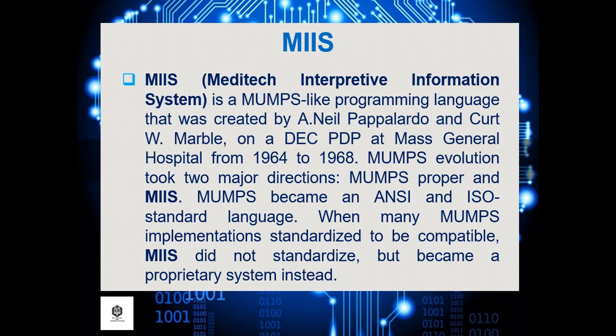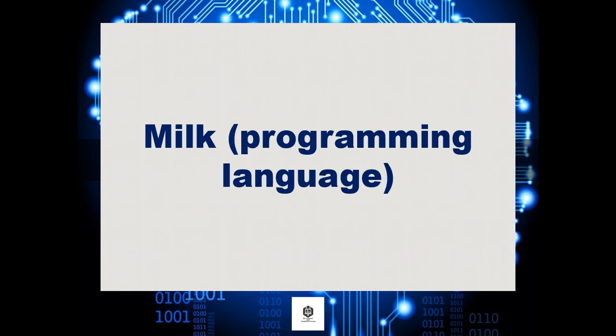MIIS. MIIS, or Meditech Interpretive Information System, is a MUMPS-like programming language that was created by A. Neil Pappalardo and Curt W. Marble on a DEC PDP at Massachusetts General Hospital from 1964 to 1968. MUMPS evolution took two major directions, MUMPS proper and MIIS. MUMPS became an ANSI and ISO standard language. When many MUMPS implementations standardized to be compatible, MIIS did not standardize but became a proprietary system instead.